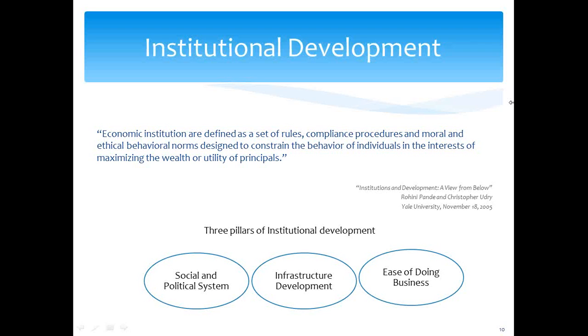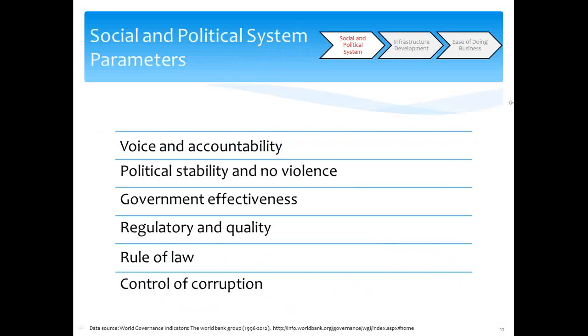The 3 pillars for institutional development, we believe, are the social and political system, infrastructure development, and the ease of doing business. We club the social and political system together with the ease of doing business into the geopolitical system. Now let's take a look at each of these one by one. For the social and political system, we looked at the various factors which can translate into effective governance, and these factors were consistent with the ones studied by the World Bank. These factors are voice and accountability, political stability and no violence, government effectiveness, regulatory quality, rule of law, and control of corruption.